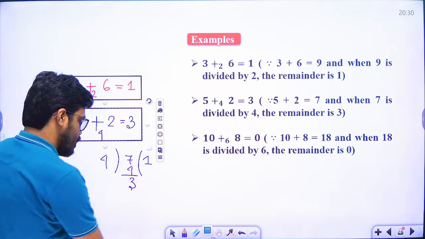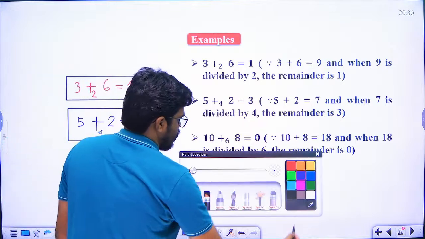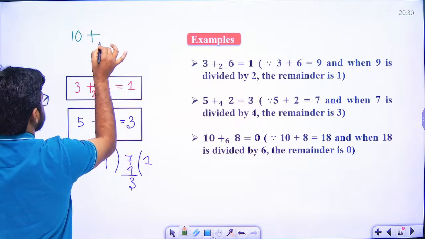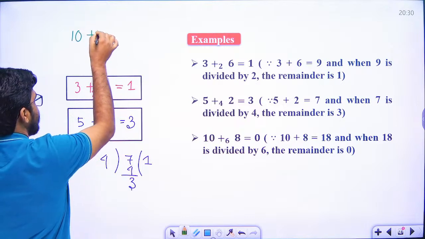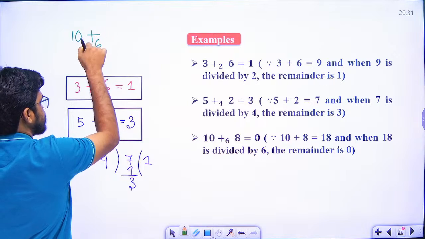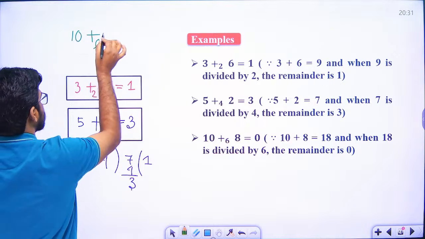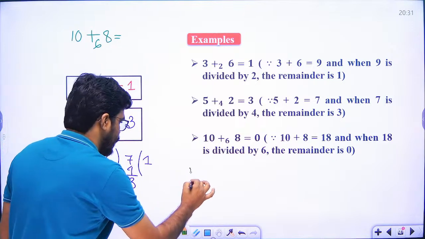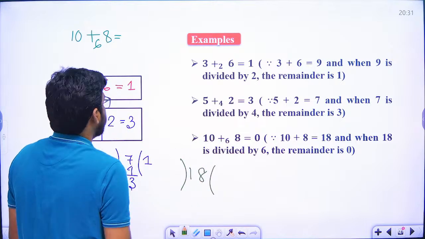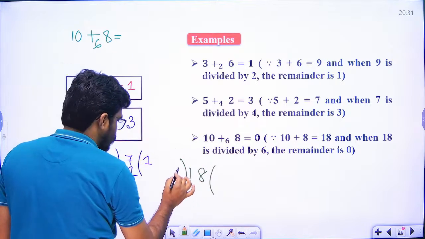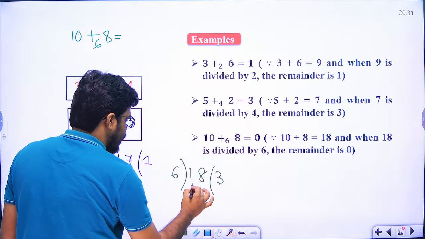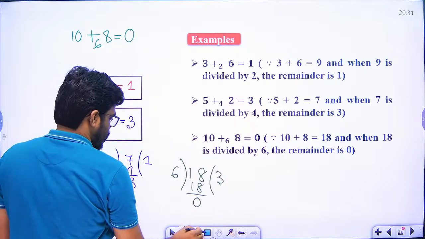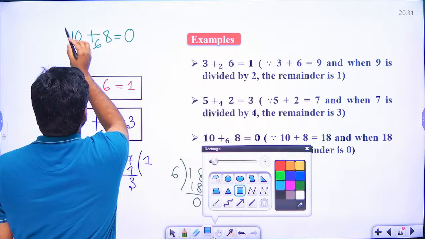Getting my point? Let us consider another example. Suppose 10 plus modulo 6 of 8, where 6 is the fixed positive integer. So 10 plus 8 is 18, and we divide 18 by 6. 3 times 6 is 18, and the remainder is 0. So this will be 0. Okay, clear?